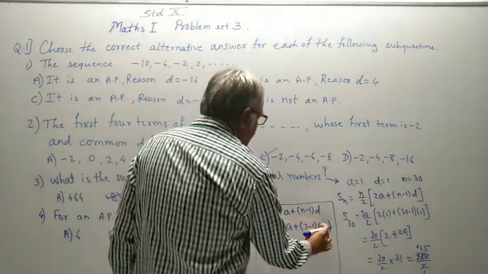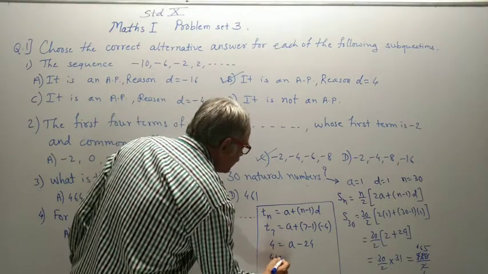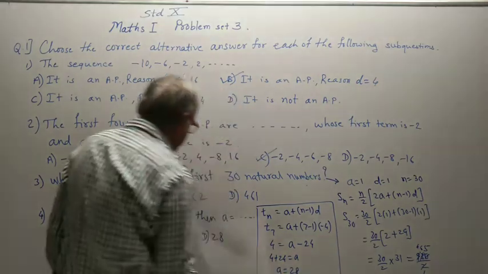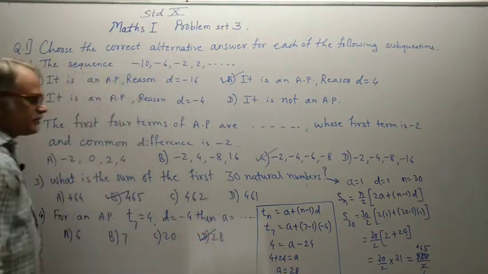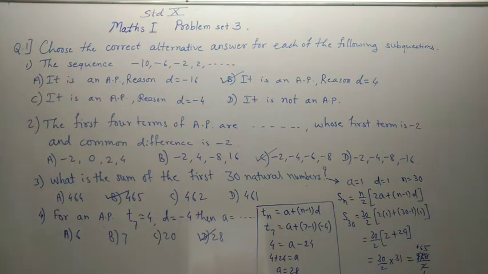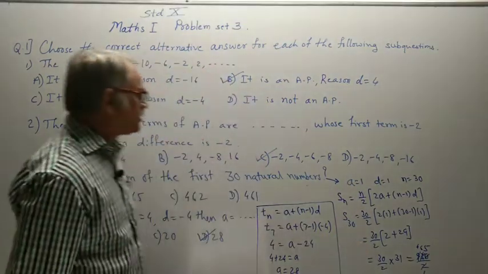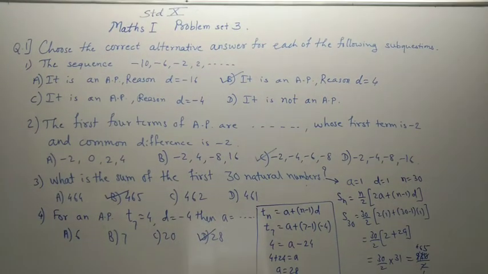So A plus minus 24 is A minus 24. So 4 plus 24 is A. A is 28. Check whether 28 is given as an answer. Yes. So that is the answer. This is the rough work for this question. Neatly write that rough work also in your notebook in one corner if necessary.